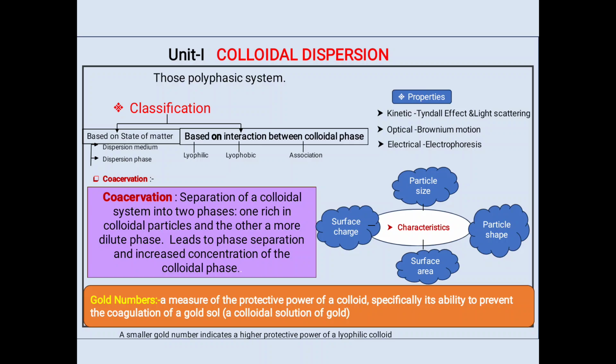Properties of colloids: kinetic, optical and electrical properties. Characteristics: particle size, surface charge, particle shape, surface area. Smaller the particle size, greater the surface area and greater the pharmacological action. Gold number measures the protective power of a colloid, specifically its ability to prevent coagulation of gold sols, where two or more particles coagulate or gather together. This can be prevented by adding electrolytes. A smaller gold number indicates higher protective power of lyophilic colloids.